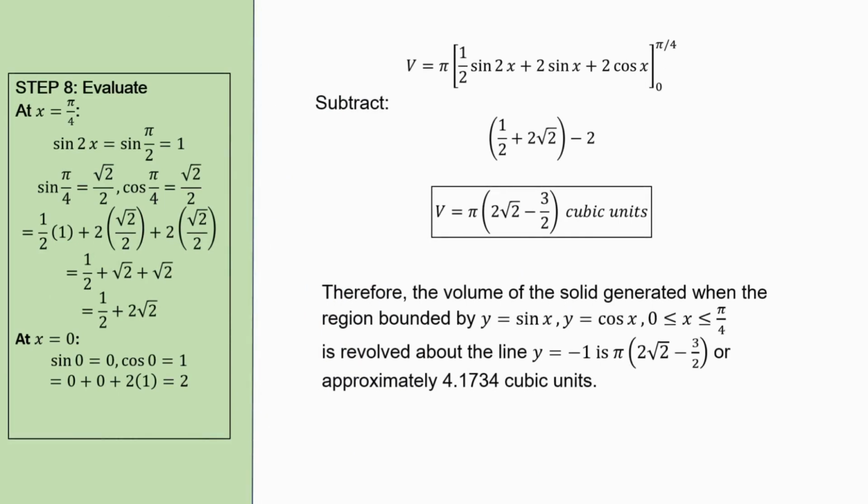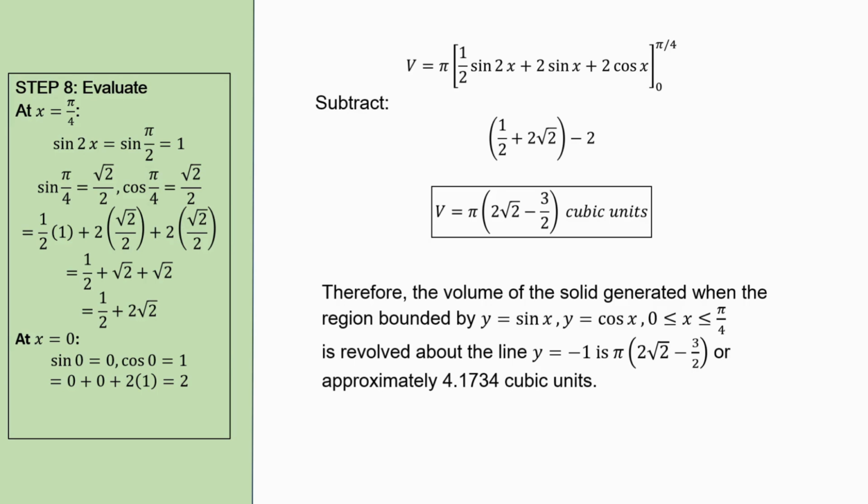Now we evaluate at x equals pi over 4. Substituting it into the equation, we have 1/2 plus 2 times the square root of 2. And substituting 0, we have 2. Now, subtracting them, we have 2 times the square root of 2 minus 3/2. Now we multiply by pi. We have pi times 2 times the square root of 2 minus 3/2 cubic units.